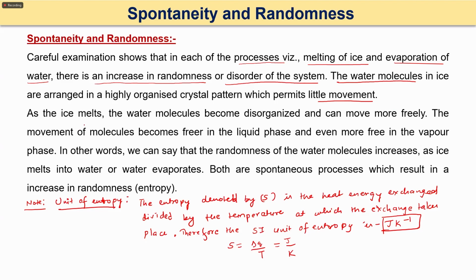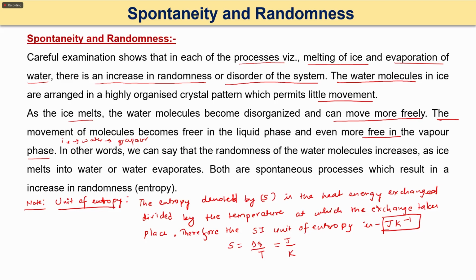But when this ice melts, the water molecules become disorganized and they can move freely now. So the movement of molecules becomes freer in the liquid phase and even more free in the vapor phase. So if your water ice is changing into water and then changing into the vapor, that is your gaseous phase. So what is happening over here? The randomness is increasing. Okay.